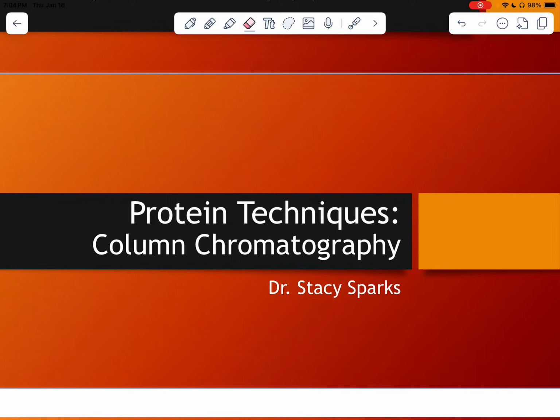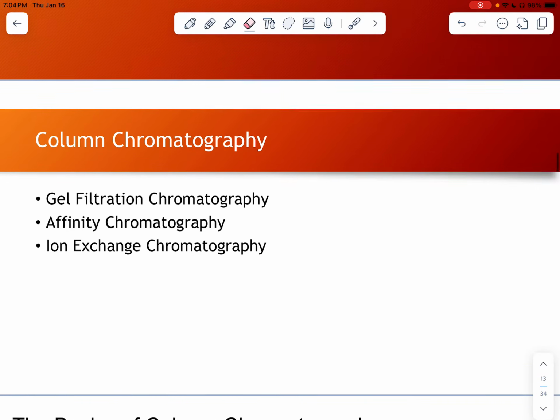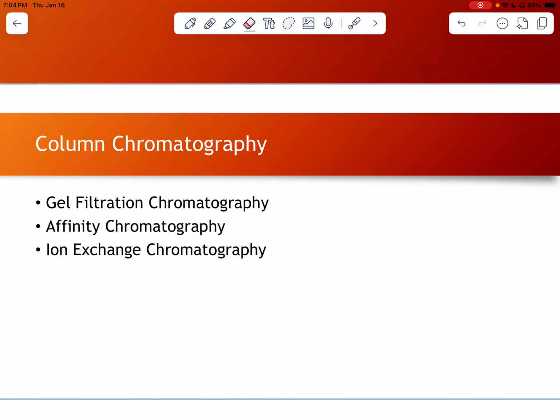In our last video, we started looking at protein techniques, including salting out, how we could get proteins to precipitate out of a solution by adding large concentrations of salt. In this video, we get to look at column chromatography, and in particular, we're going to look at three types. We are going to look at gel filtration, affinity, and ion exchange chromatography.